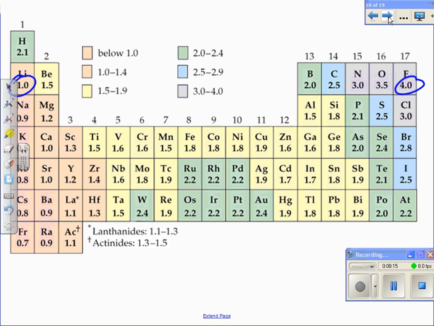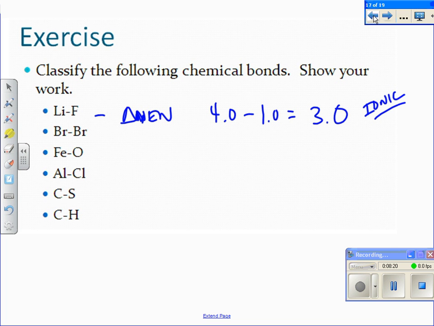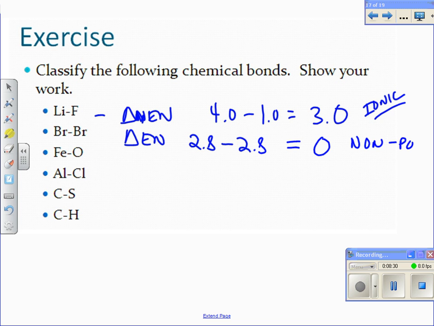Br, bromine and bromine. The value for bromine is 2.8. This is a no-brainer. The difference in electronegativity is going to be 2.8 minus 2.8. So obviously, it's going to be 0. And if it's 0, we're going to say that bond is non-polar.